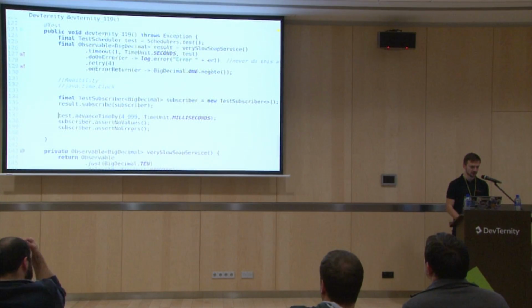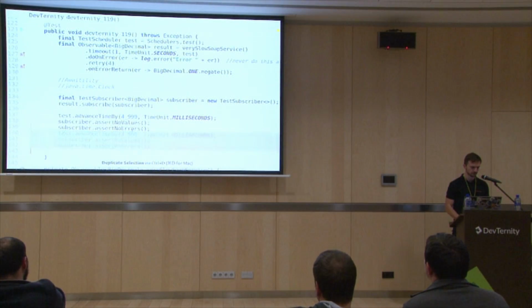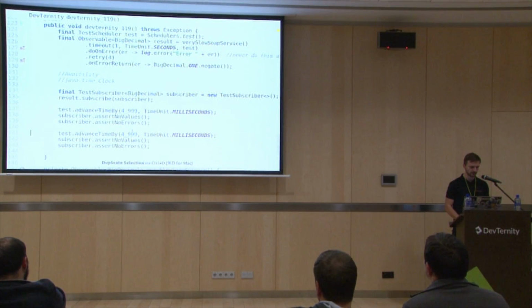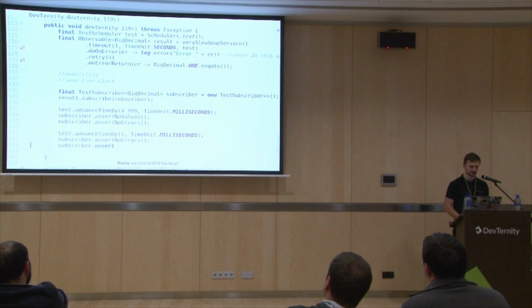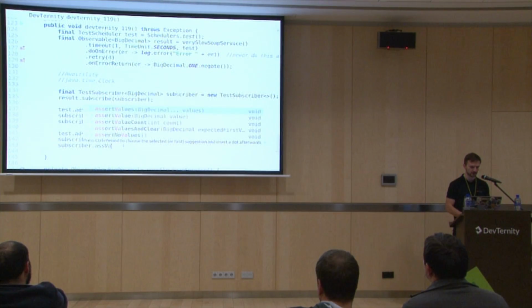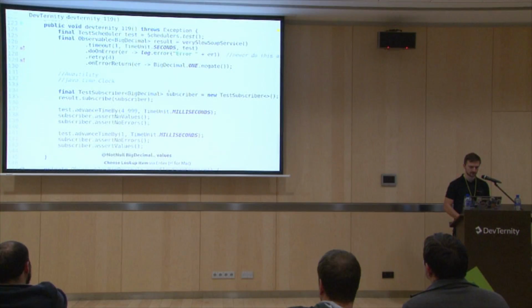So here we have it, and now I'm just going to copy-paste this code. Now I can say advance time by 1 millisecond, and now I'm absolutely sure that I'm going to receive no errors because I replaced an error with this fallback here. However, I can make sure that the fallback actually works. So I can say assert value, and I can assert that this particular value was emitted.